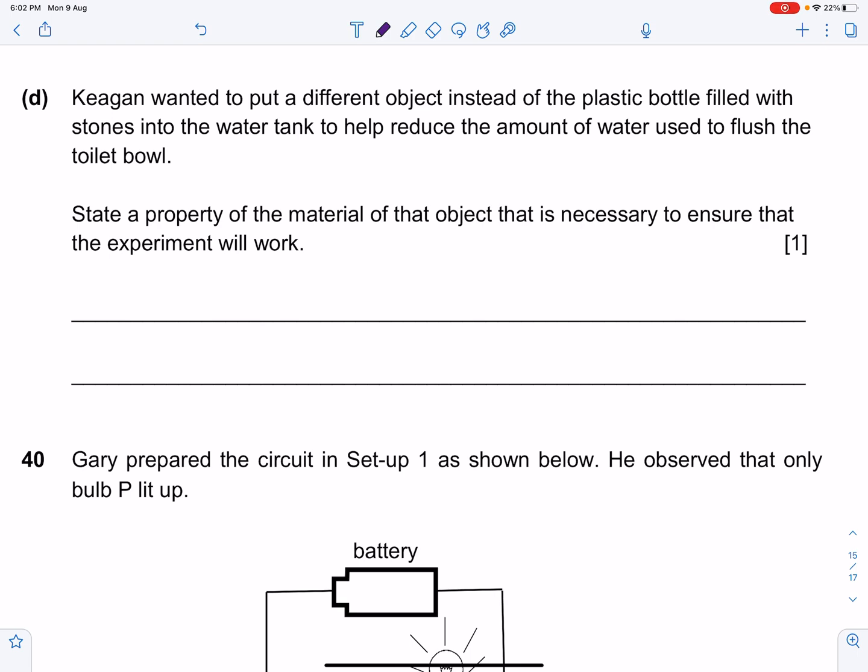Keegan wanted to put a different object instead of a plastic bottle filled with stones in the water tank to help reduce the amount of water used to flush. State a property of the material that the object is necessary to ensure the experiment will work. So the whole idea is it must be able to sink, right? That's our only criteria.